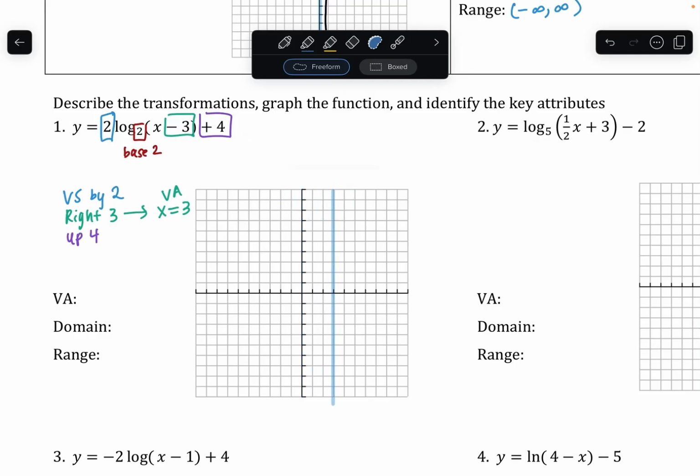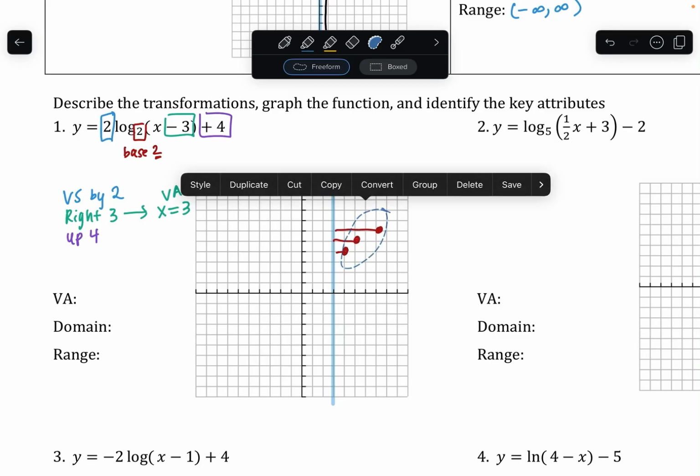Okay, and then since this is base 2, my x-intercept is now 1 away from this asymptote, so now it's at 4. My next good point for base 2 is going to be a distance of 2 away, and then my next point is going to be a distance of 4 away. That's if we only moved it right 3, but we also moved it up 4. So I'm going to take these points and move them up 4. Usually we're on the x-axis. Now we're 1, 2, 3, 4 up.